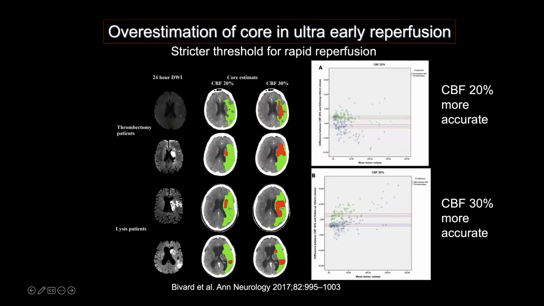This overestimation of core in ultra early perfusions has been shown in papers. And in this paper by Bivard and their group, basically what they said was, if you look at CBF of less than 20%, that might be a more accurate threshold for the ultra early reperfusions. And so if you are a group that is doing CT perfusion for all patients, particularly in your early time windows, be careful of this overestimation of core.